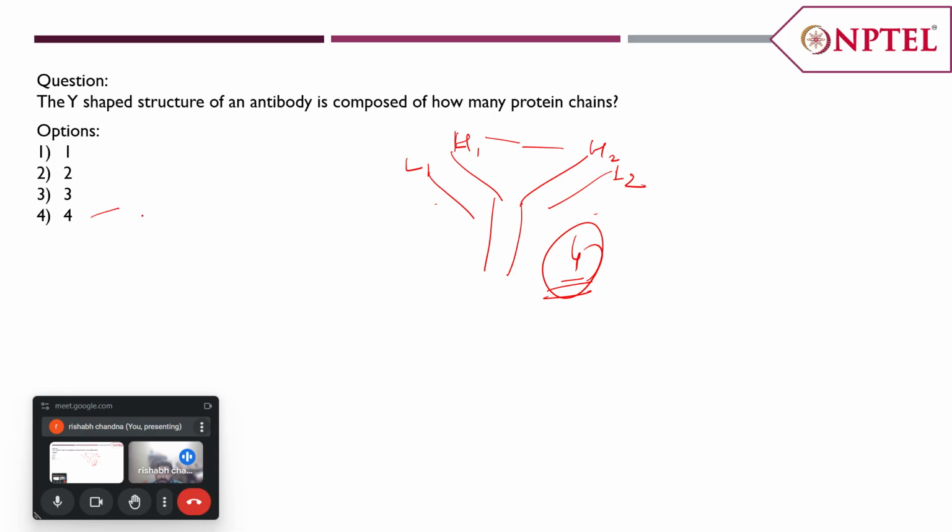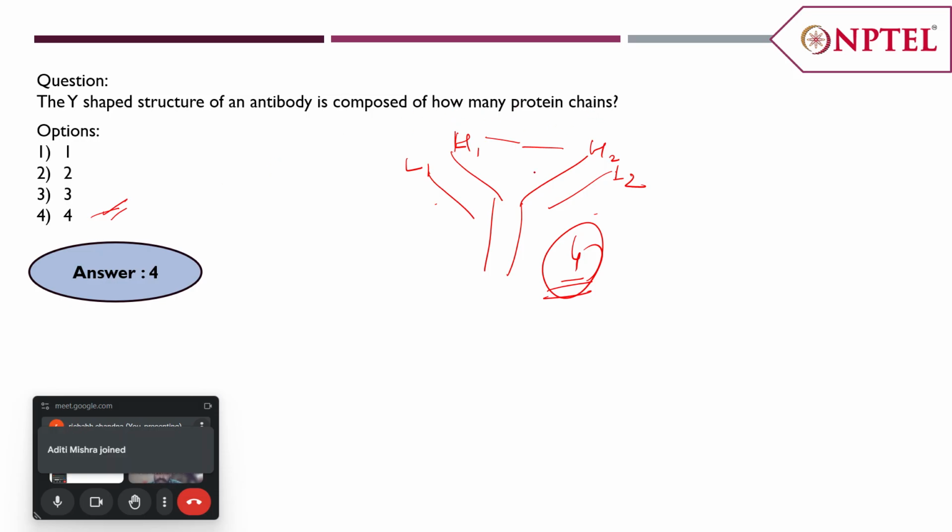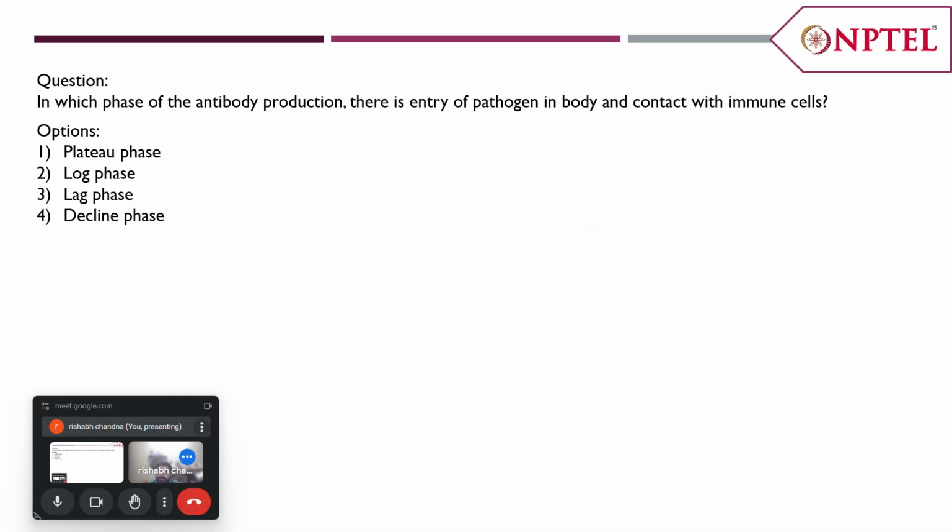So the correct answer is option number 4. If the question would be how many types of protein chain, then it would be 2, because there are two heavy chains and two light chains. Okay, then let's move on to the next question.